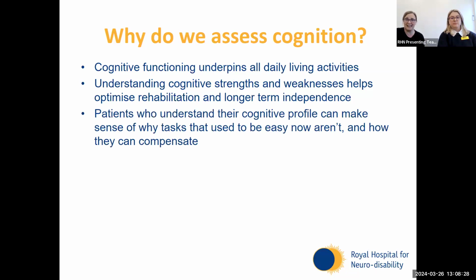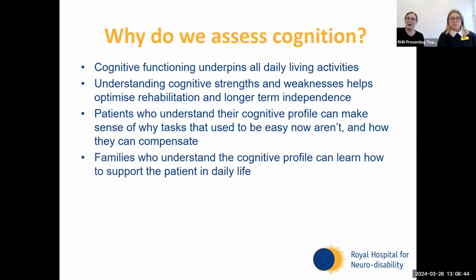So patients who understand their cognitive profile can make sense of why tasks that used to be easy now aren't as easy, but also importantly, what they can do to get around those difficulties or seek help from others when they need to. If we can help the families understand the cognitive profile, that helps them learn how to support the patient in daily life. And particularly trying to help families understand difficulties like executive difficulties, that's actually a cognitive issue, that it's due to the brain injury. It's not that the patient is being difficult or has had necessarily some kind of radical personality change. It's part of what's happened to them with the brain injury.